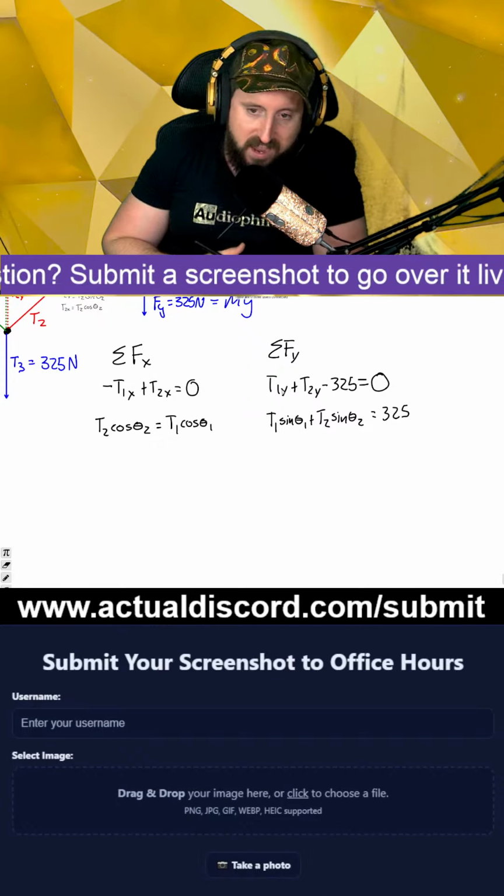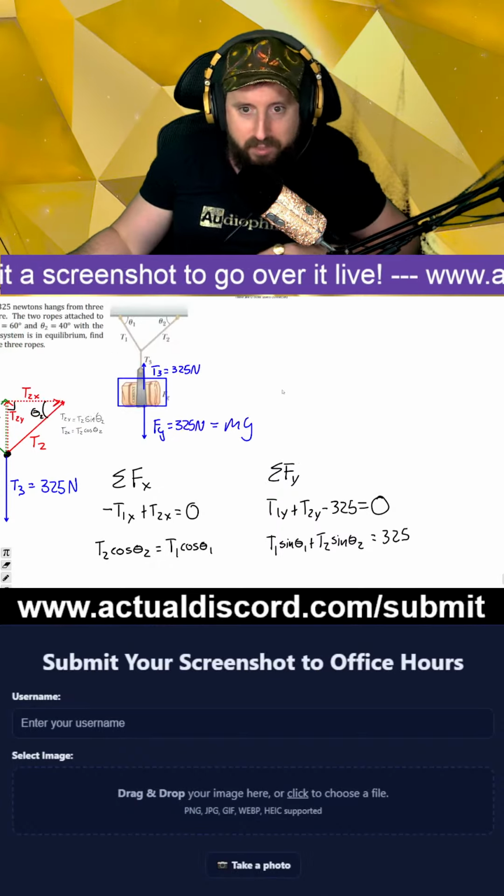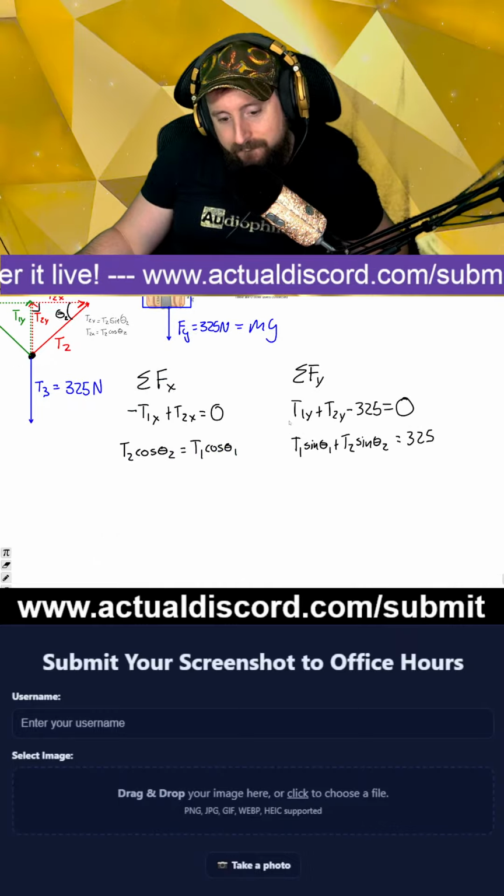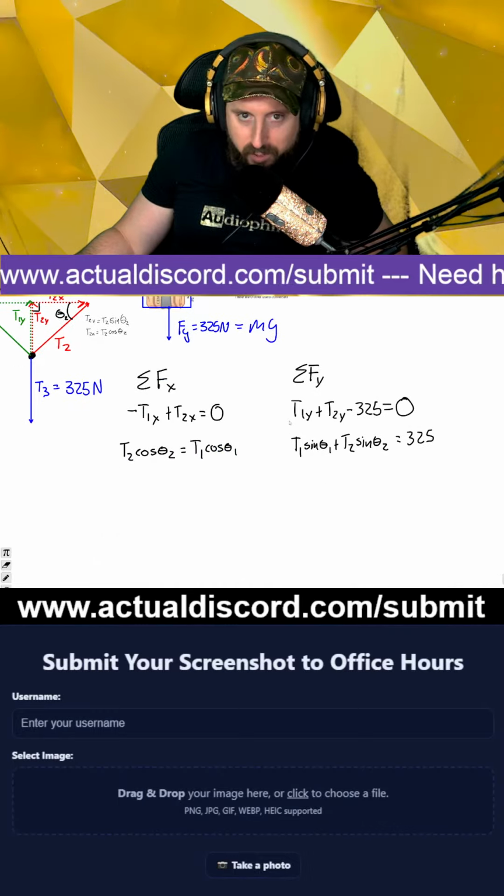I mean, at the end of the day, I have all the numbers for everything, right? I have all the angles. They gave me theta 1 and theta 2. I just wanted to see if there was a nicer algebraic way to do it.